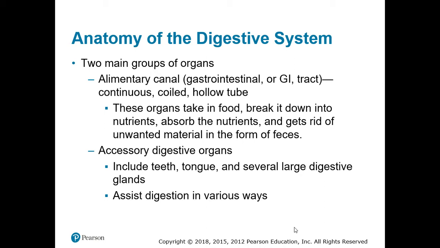While accessory digestive organs are going to aid digestion in some way, such as our teeth, which mechanically break down food. Our tongue is able to move food around in our mouth. And then there are large digestive glands that are going to secrete different chemicals to help break down food.